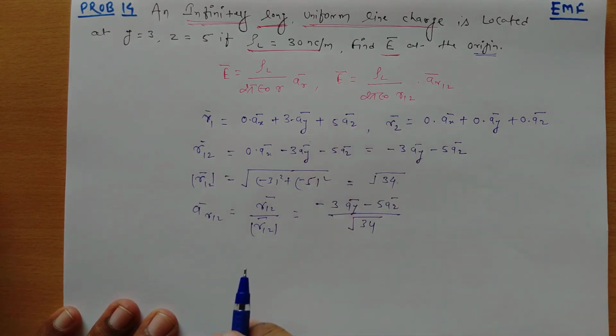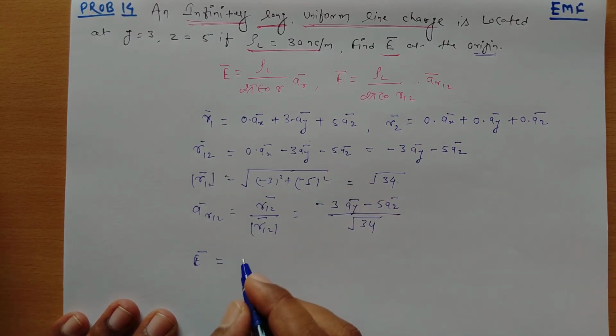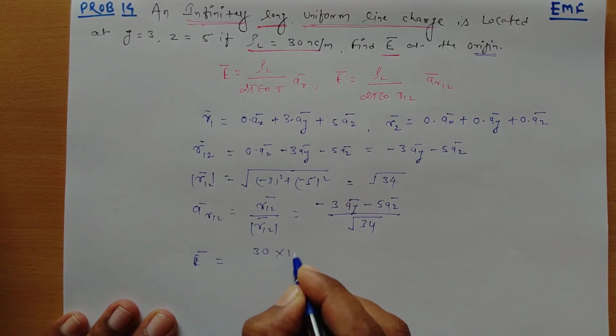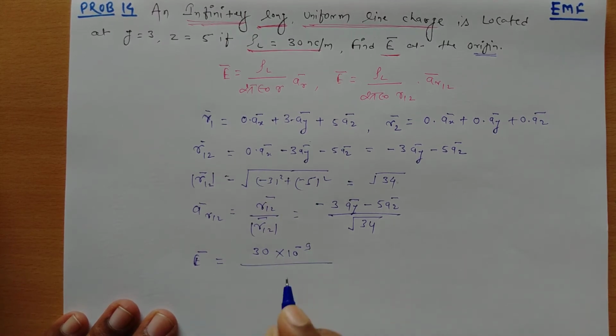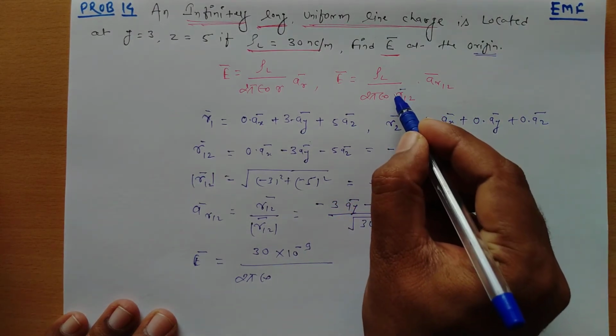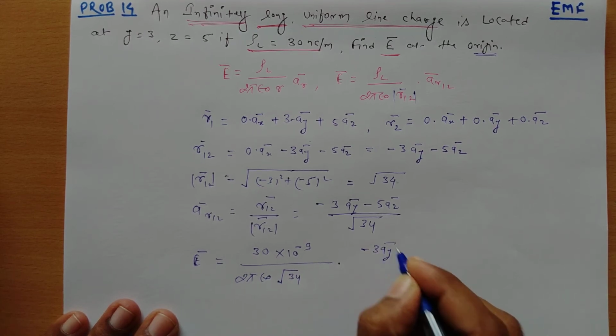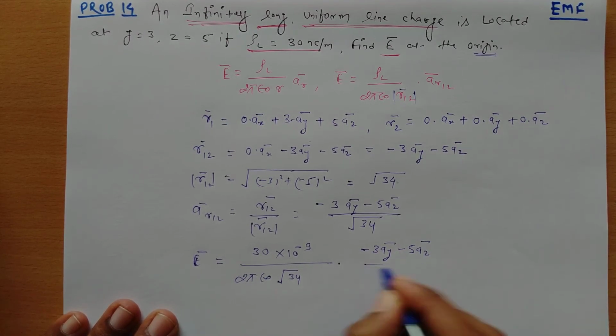So we'll put in the intensity expression. Intensity will be given as rho L, which is 30 nanocoulombs, so 30 into 10 to the power minus 9, upon 2 pi epsilon naught and the magnitude of R12, which is under root 34, right? And we can put in the unit vector, which is minus 3 ay minus 5 az divided by under root 34.